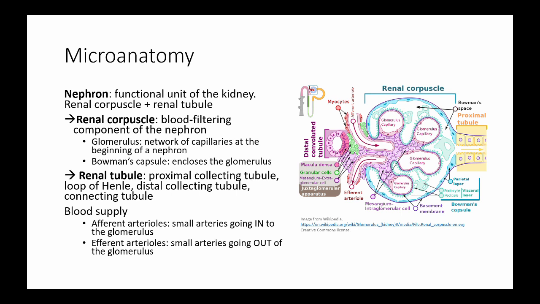The renal tubule includes the proximal convoluted tubule, the loop of Henle, the distal convoluted tubule, and the connecting tubule. Many different functions of the kidney occur in the renal tubule, including different functions related to salt and water balance. The blood supply on a small scale includes afferent arterioles, which are small arteries that go into the glomerulus, and efferent arterioles, which are small arteries going out of the glomerulus. This is a diagram from Wikipedia showing some of this microanatomy.